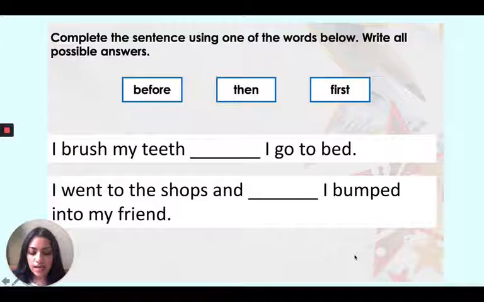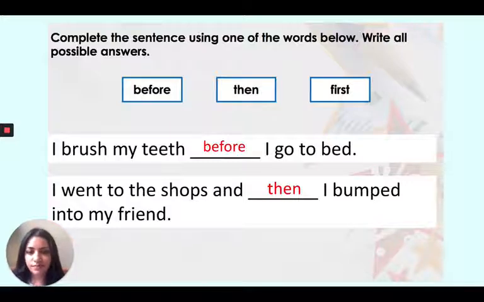Well done. Let's have a look at the answers. So I brush my teeth before I go to bed. And then I went to the shops and then I bumped into my friend. Well done if you got those correct.